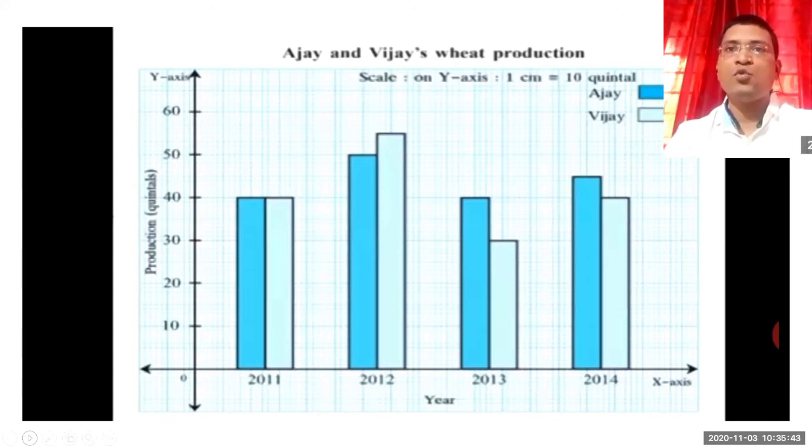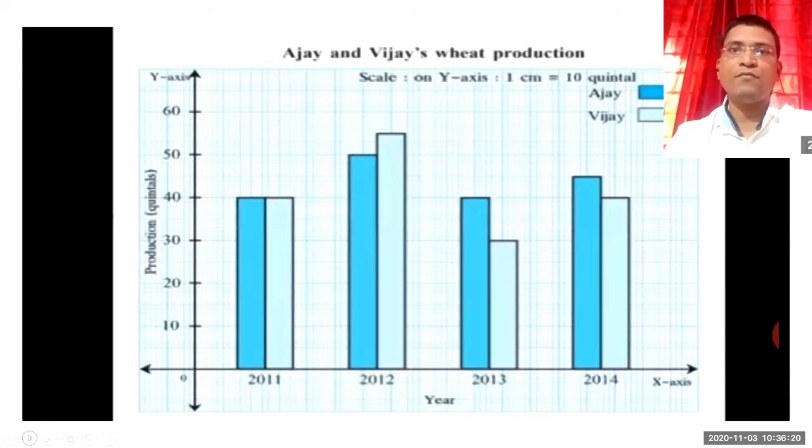Now students, look at the right-hand upper corner of this bar graph. The scale is given. We already learned in the previous class what a scale is. Scale is the number which shows the information of data. On the y-axis, 1 centimeter is equal to 10 quintals of wheat production. Ajay's wheat production is shaded or colored, and Vijay's wheat production is an empty bar.